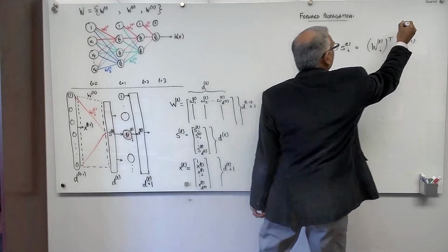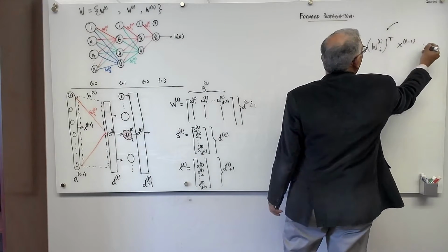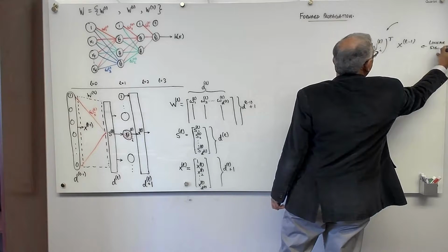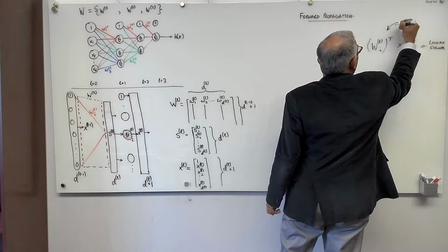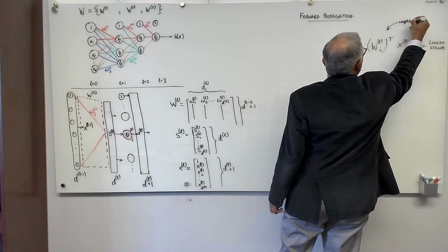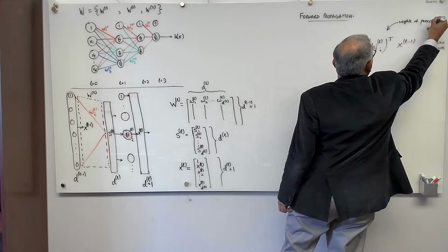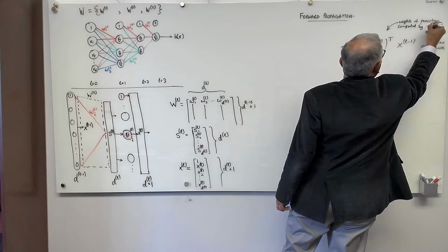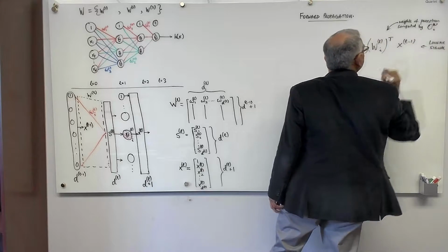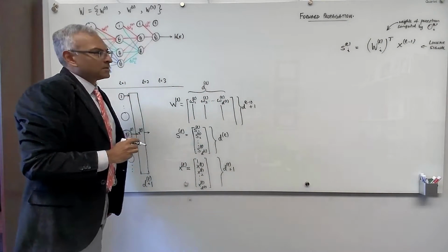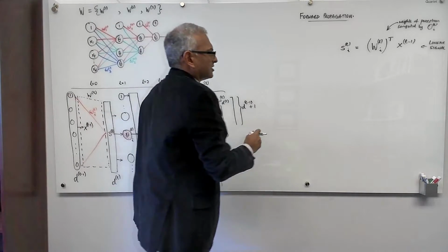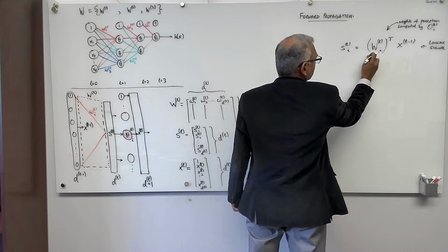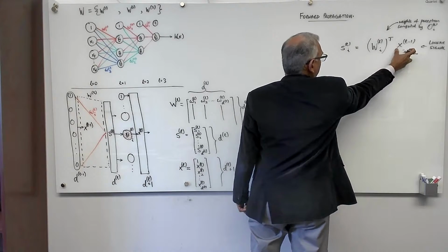So this is just the linear signal. And these here are the weights of the perceptron computed by node L_i. So you can think of this as a row. So s_{L,i} is this transpose, which is a row, times the previous output.